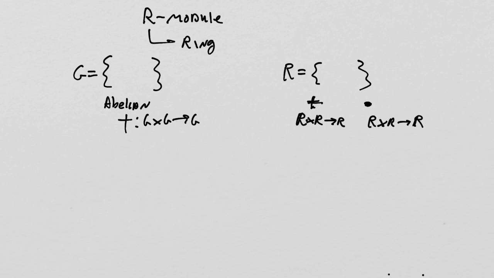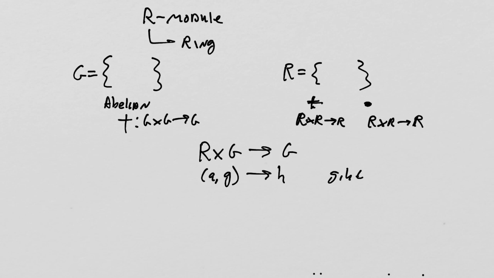But the R module is also endowed with a map R cross G back to G, which is a fancy way, as always with these Cartesian products, of saying that an element of the ring and an element of the group get mapped back into an element of the group. Where G and H are elements of G, and A is an element of the ring, you typically write this as AG equals H. So we usually tend to think of ring multiplication, because this rule does not have to be commutative.